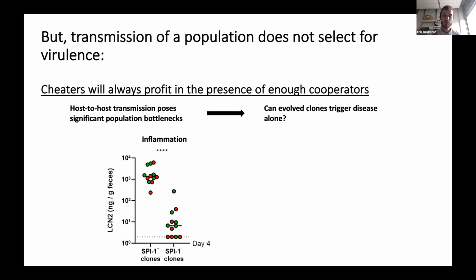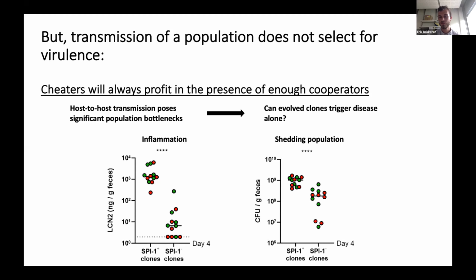And when we do this, and what I'm showing here is a pooled result of high cost and low cost clones, they don't really show a large difference. You see that when you transmit cooperating clones, that's the SPI1 positive clones, you do get inflammation, and you don't when you transmit a cheating clone. And this again has implications on the shedding population.